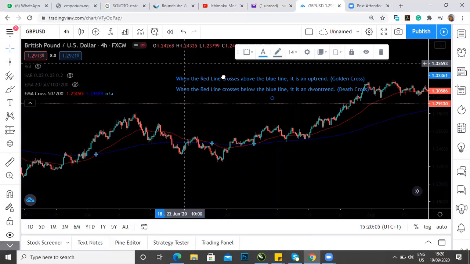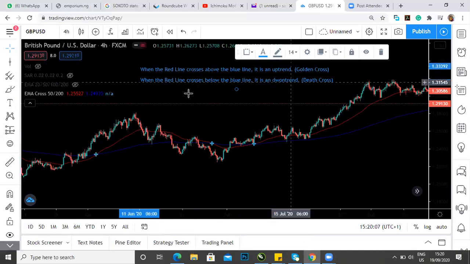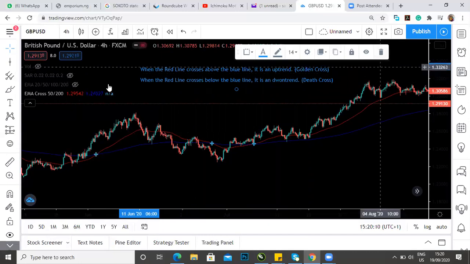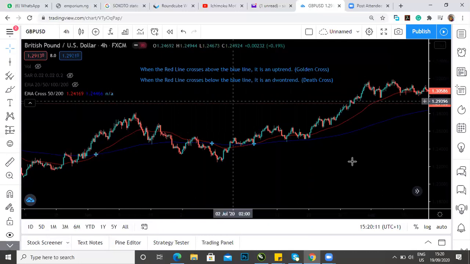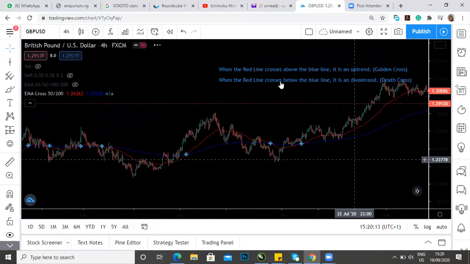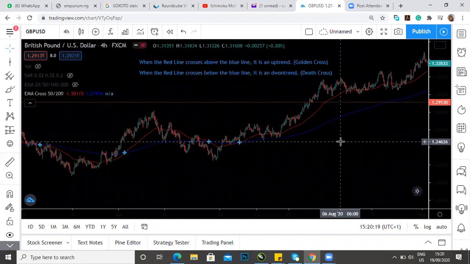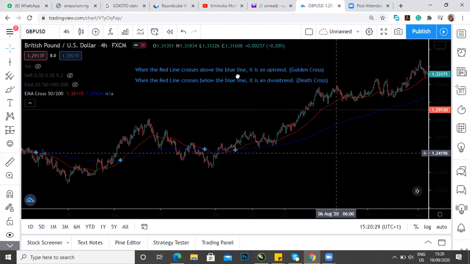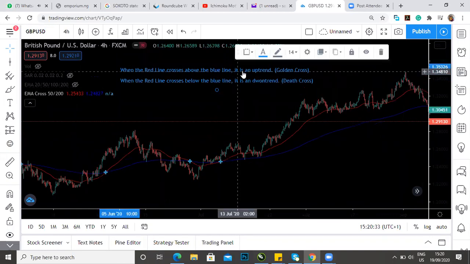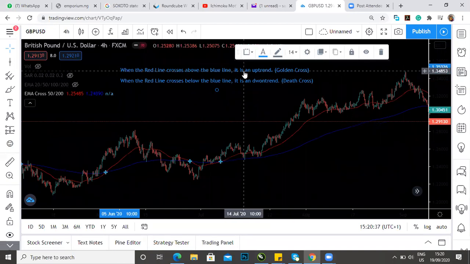I think this is better. So let's bring in the SAR. I think that EMA cross, the golden cross and the death cross, is very clear now. So let's go back.